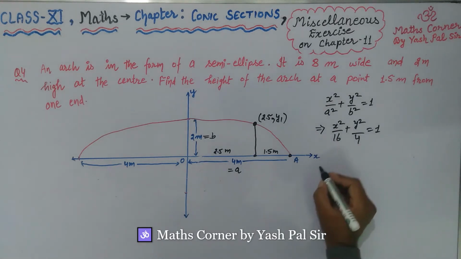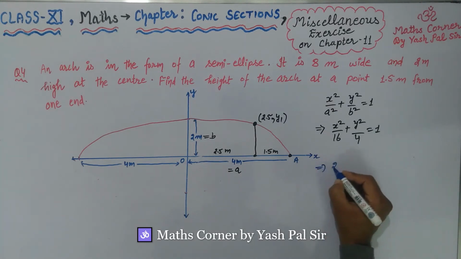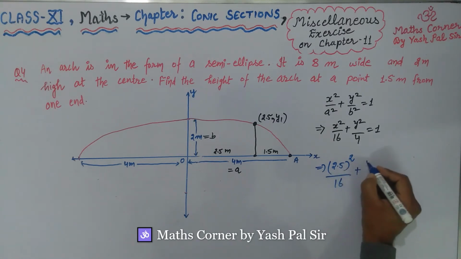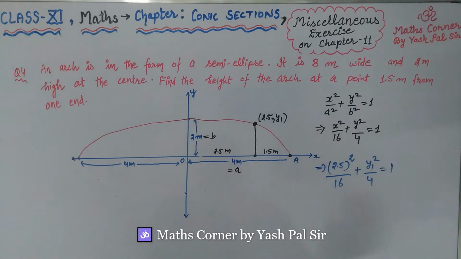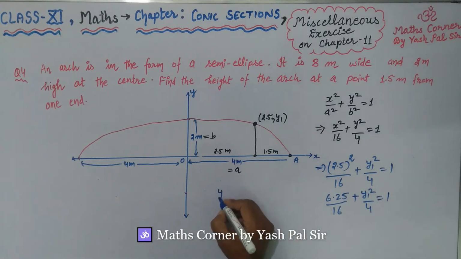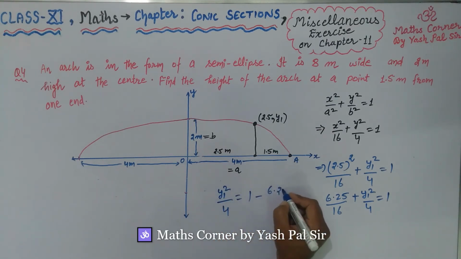Okay, now this point is lying on the path, that is on the ellipse. So we substitute these values. So our question becomes now 2.5 whole square divided by 16 plus y1 whole square upon 4 is equal to 1. So let us solve this now. 2.5 whole square means 6.25 upon 16 plus y1 square upon 4 is equal to 1. So from here we have y1 square upon 4 is equal to 1 minus 6.25 upon 16.